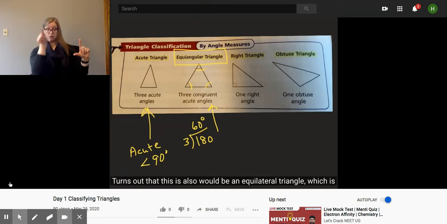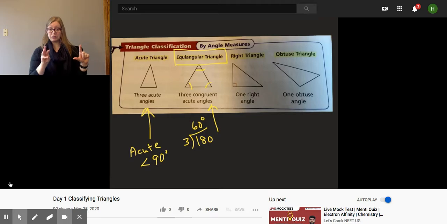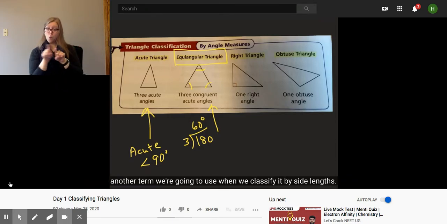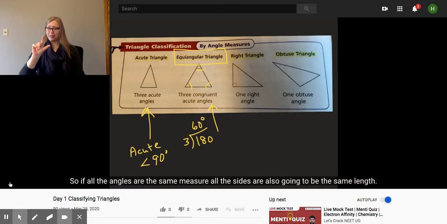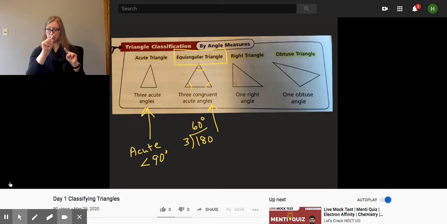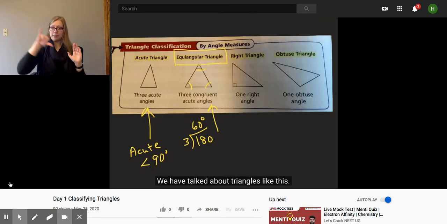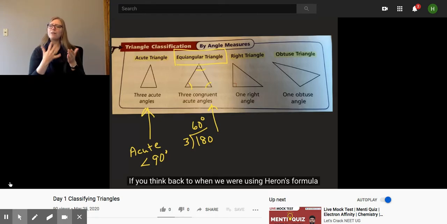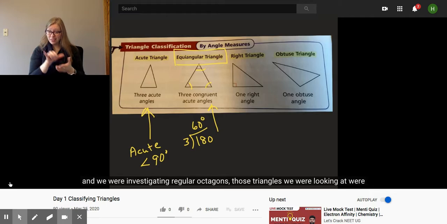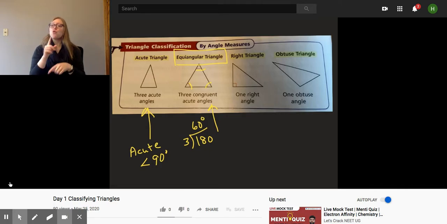Turns out that this would also be an equilateral triangle, which is another term we're going to use when we classify it by side length. So if all the angles are the same measure, all the sides are also going to be the same length. And we have talked about triangles like this. If you think back to when we were using Heron's formula and we were investigating regular octagons, those triangles we were looking at were equiangular triangles.